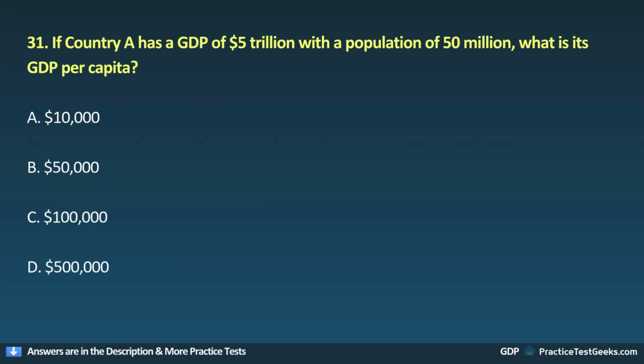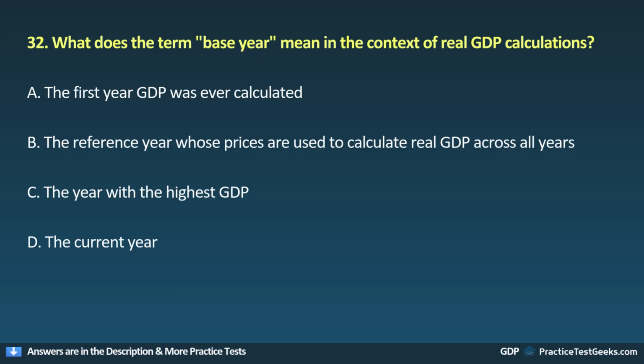31. If country A has a GDP of $5 trillion with a population of 50 million, what is its GDP per capita? A. $10,000. B. $50,000. C. $100,000. D. $500,000.